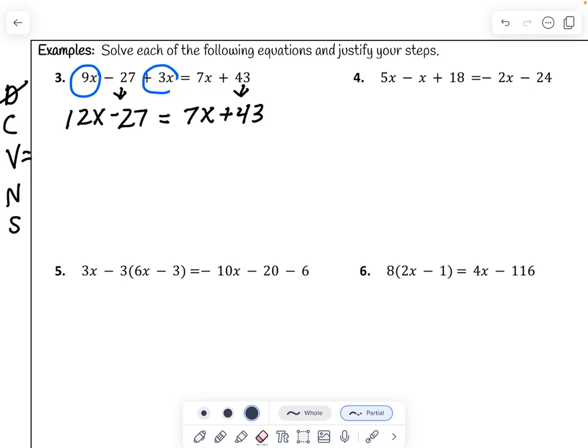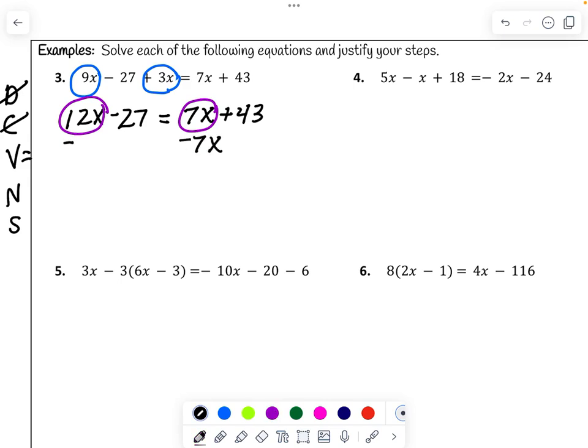Wonderful. I'm just going to clean up these arrows because they get in my visual way. Okay? Now, once I've done my combined like terms, now I need to move on to, do I have a variable on both sides? And remember, variable is where you start working on both sides of the equal sign, your inverse operations. And I do. I have my 7x and I have my 12x. So I'm going to move the one, the smaller coefficient, by using inverse operations.